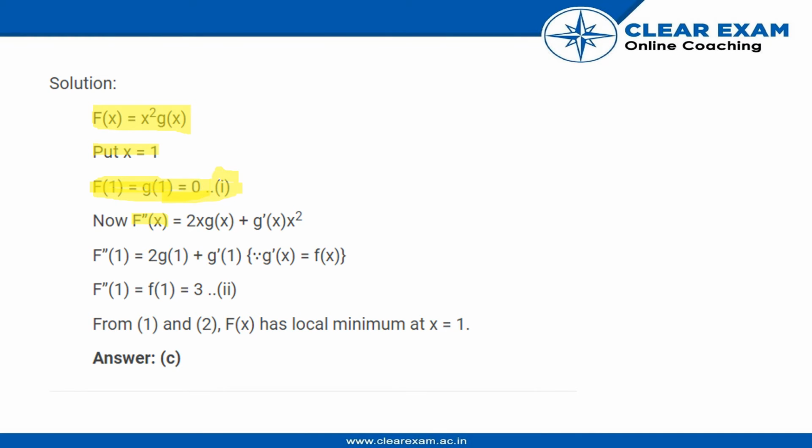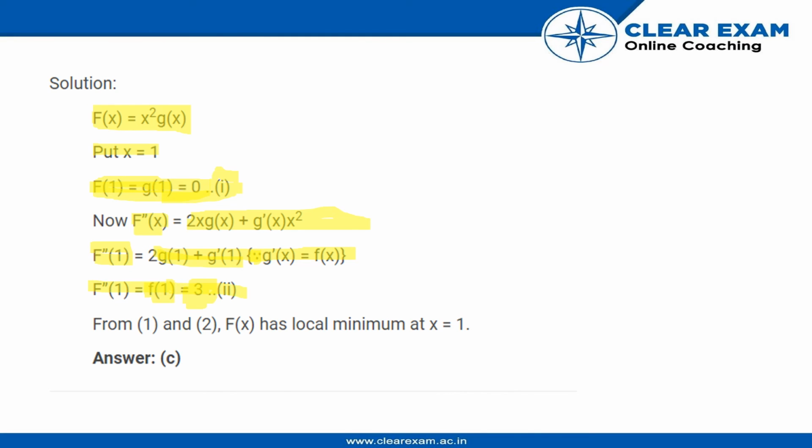Now let's try to find F''(x), and we get it as this. Let's again substitute the value of x as 1, and we get this. Since g'(x) is equal to f(x), the final value of this comes out to be 3, as f(1) is equal to 3 has been given to us already, right?